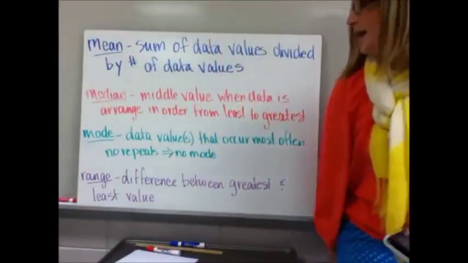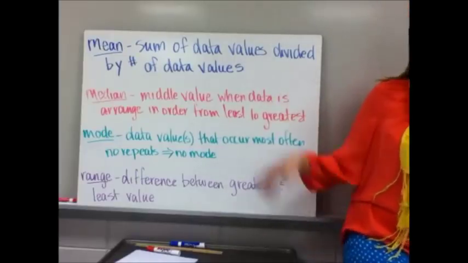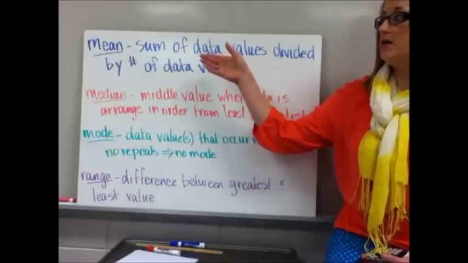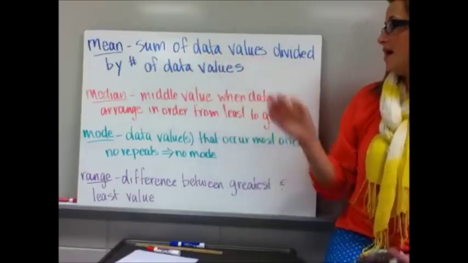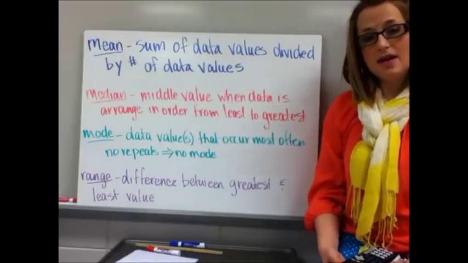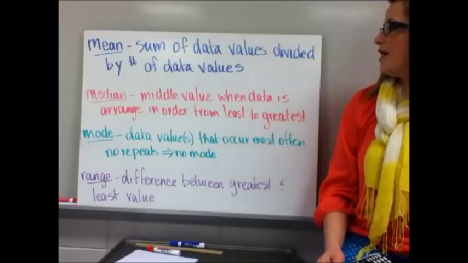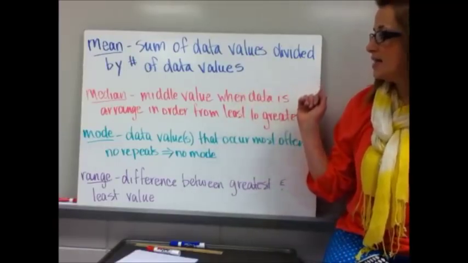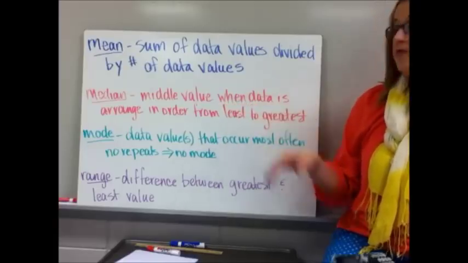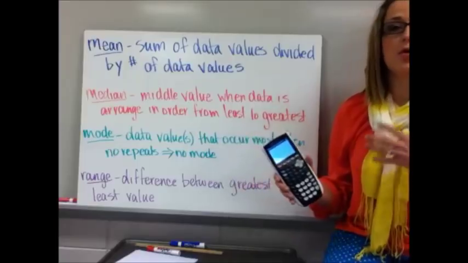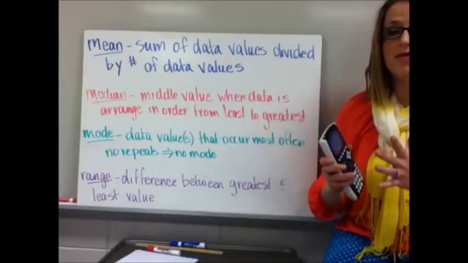Let's start by defining each of these in case you get them a little bit mixed up. Mean is where you add the data values together. So it's the sum of the data values divided by the number of data values. The median, it's the middle value, but that's only when the data is arranged in order from least to greatest. It's not the middle of how the data is presented. You have to order them from least to greatest and then find the middle.